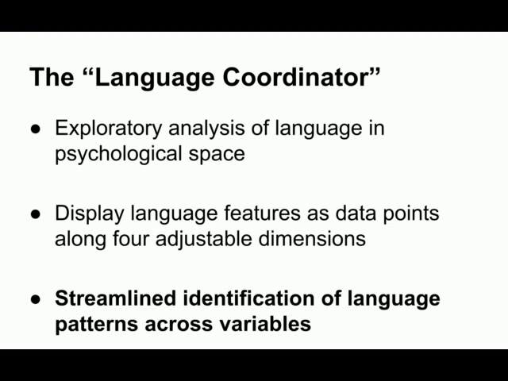Manipulating these dimensions can allow for streamlined identification of language patterns across variables, such as viewing the trends and relations of neuroticism, agreeableness, age, and gender all at once. In this tutorial, we will walk through the process of using the tool from start to finish. First, though, let's take a quick peek at a sample plot from the tool to get a sense of what the output will look like.